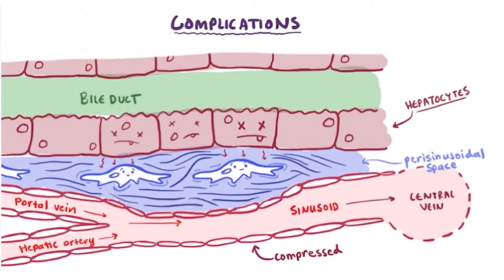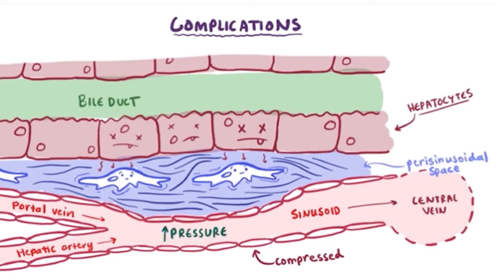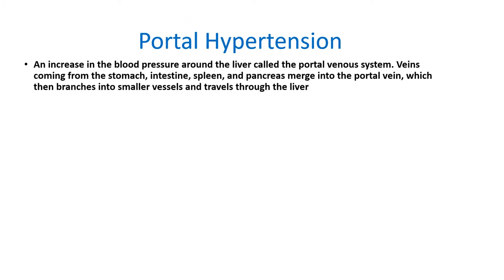Yahan par more hepatocytes jo damage hone shuru ho jate hain, more stellate cells become activated, there is more fibrosis in the perisinusoidal space, and there is more compression, and hence the pressure in the sinusoidal space rises. So this is the start of portal hypertension.